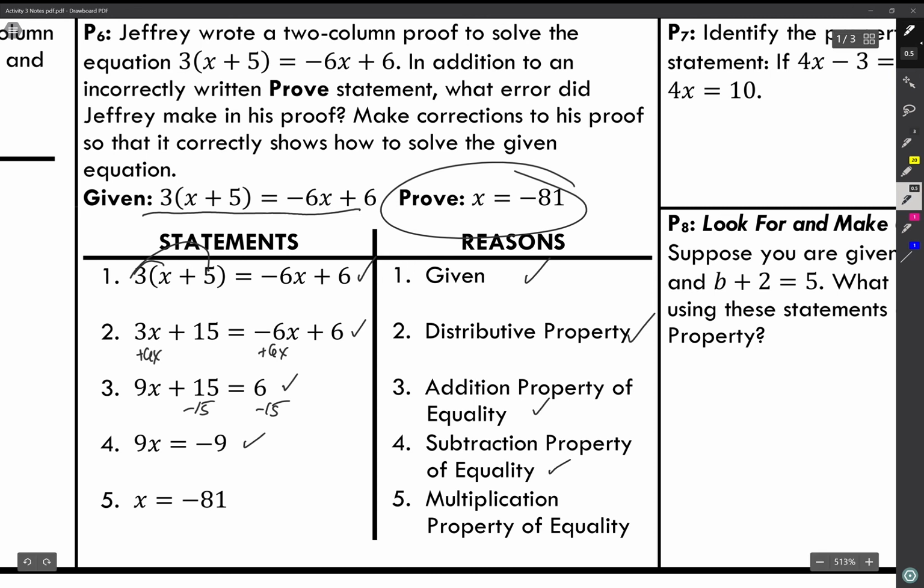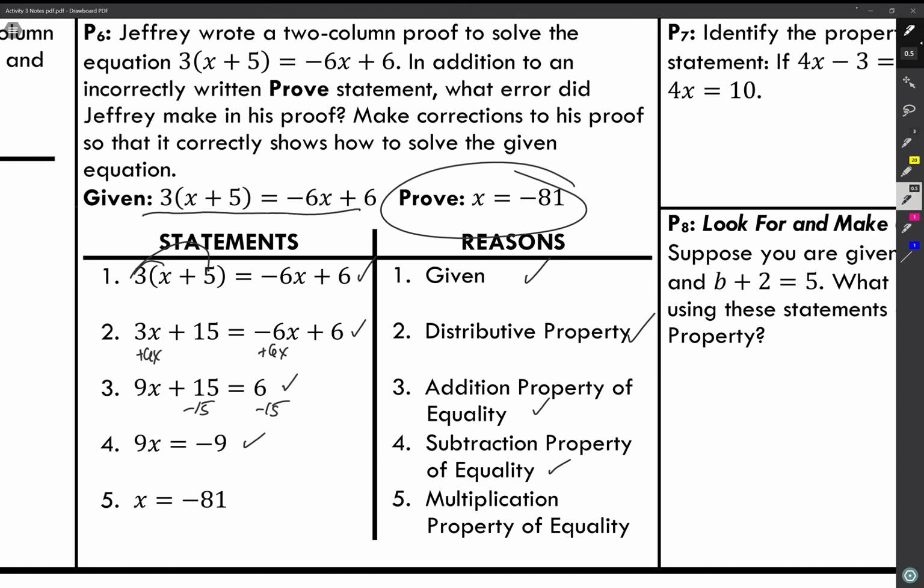So, from 4 to 5, it says they did the multiplication property of equality. Ooh, okay, this looks like a mistake because to get rid of this 9, I'm not multiplying, I'm going to be dividing. So it looks like Jeffrey made a mistake in saying that he did negative 9 times 9 to get negative 81. So that's incorrect.